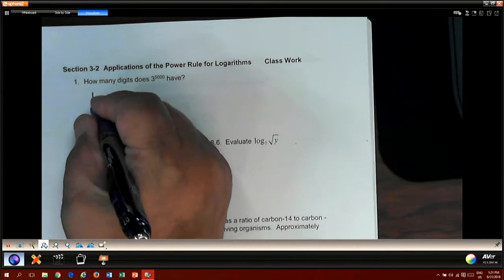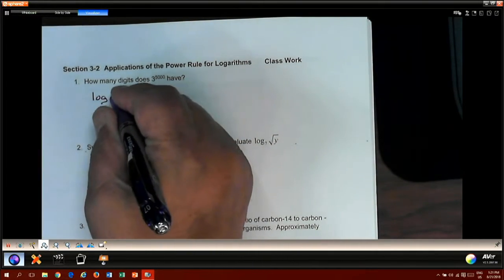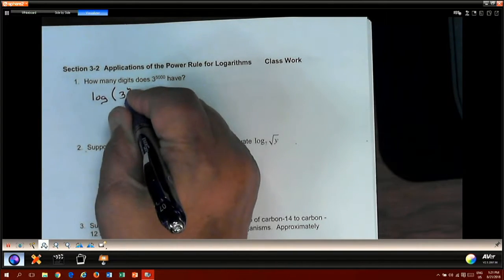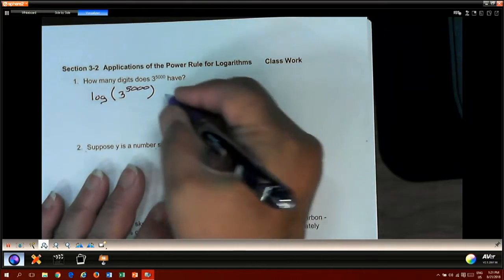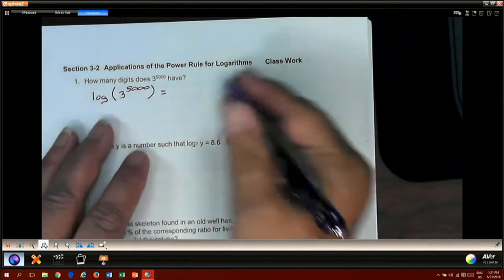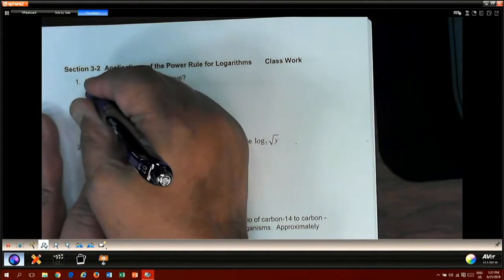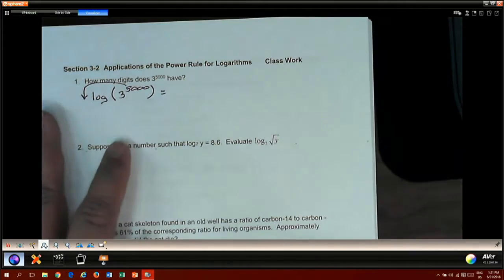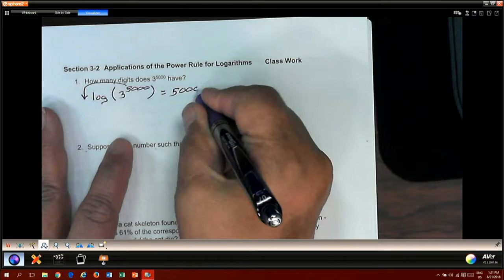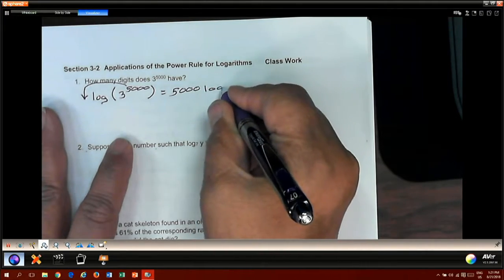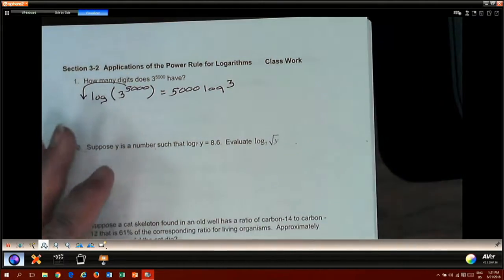So if we take the log of 3 to the 5,000th, the power rule allows us to bring that exponent and write it down in front of the log. So we have 5,000 times the log of 3.